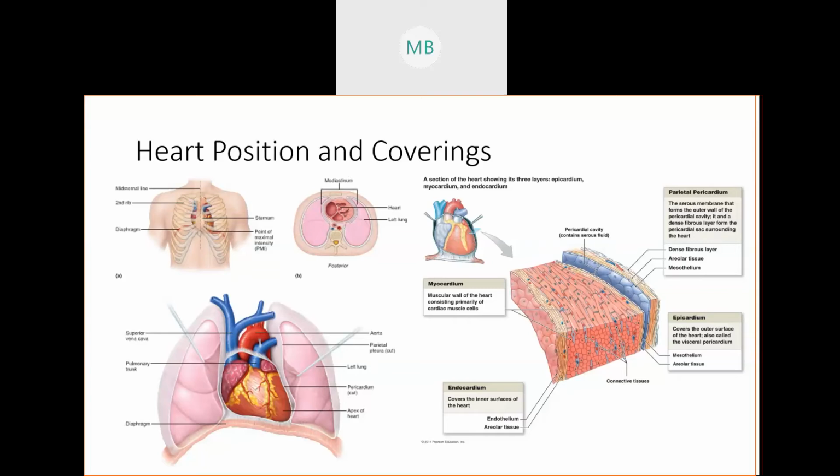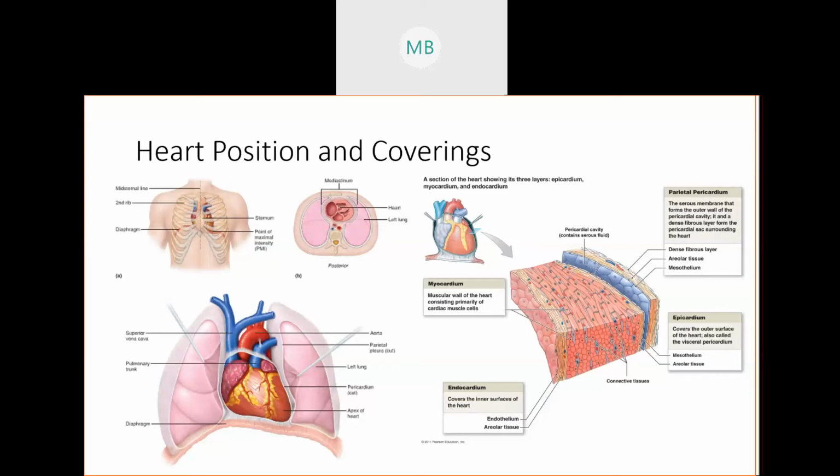Objective 2 for your heart objectives is describe all of the layers of membranes associated with the heart. And heart objective 3 is discuss the structure and function of the heart wall layers. So, the short and sweet of what you need to know.